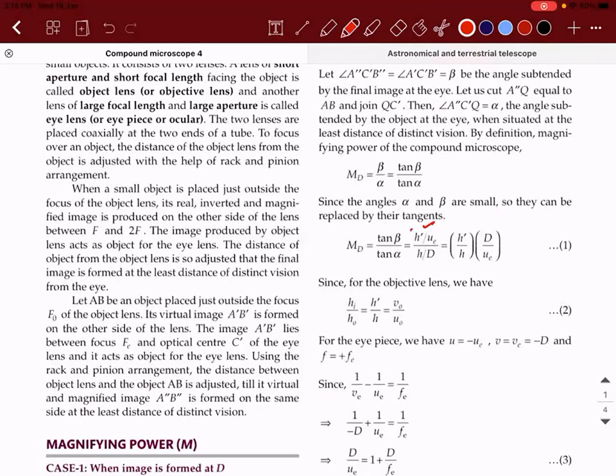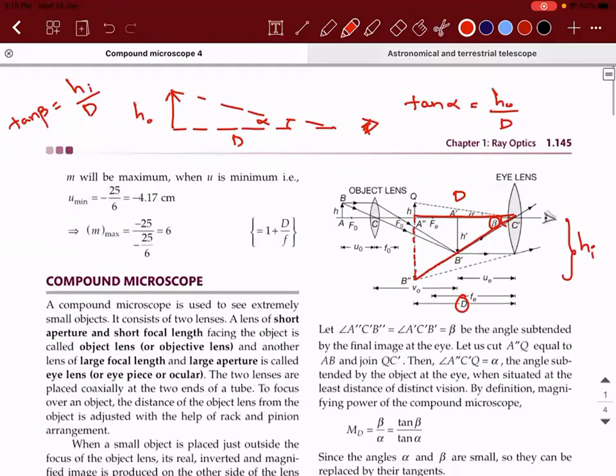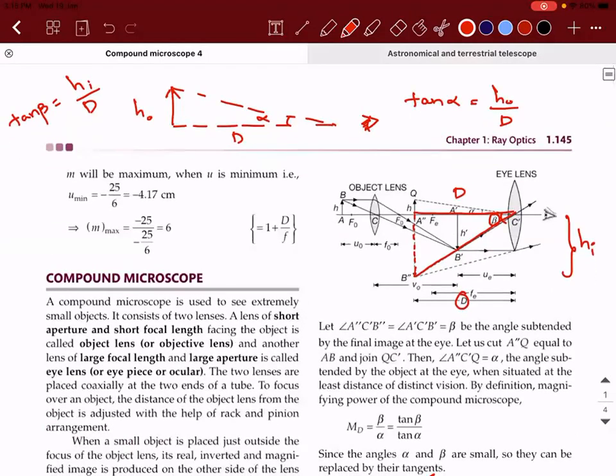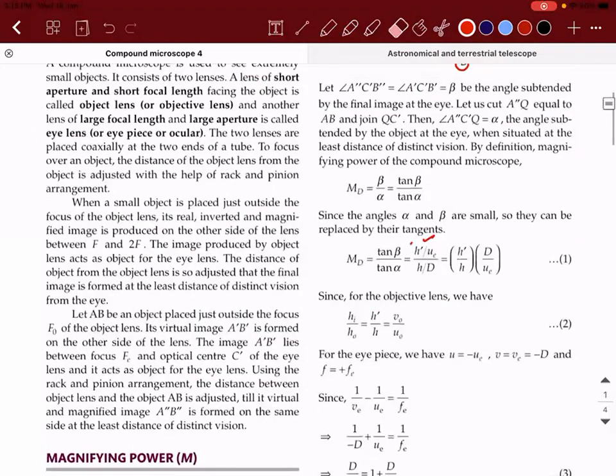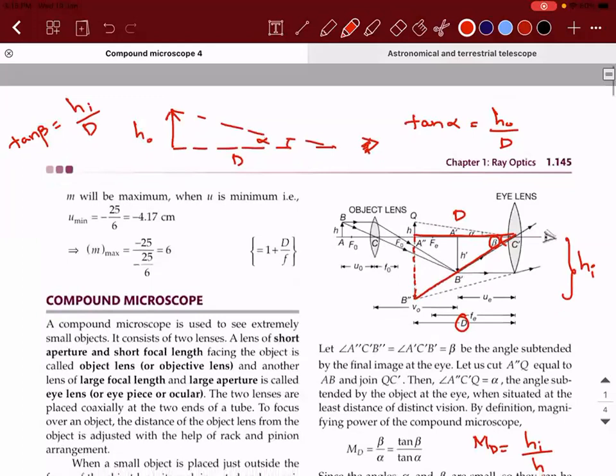height of the image, that is H dash, divided by... So here also I can say that the magnifying power MD is equal to HI divided by H. Oh, 1 minute, I made a mistake. Sorry.